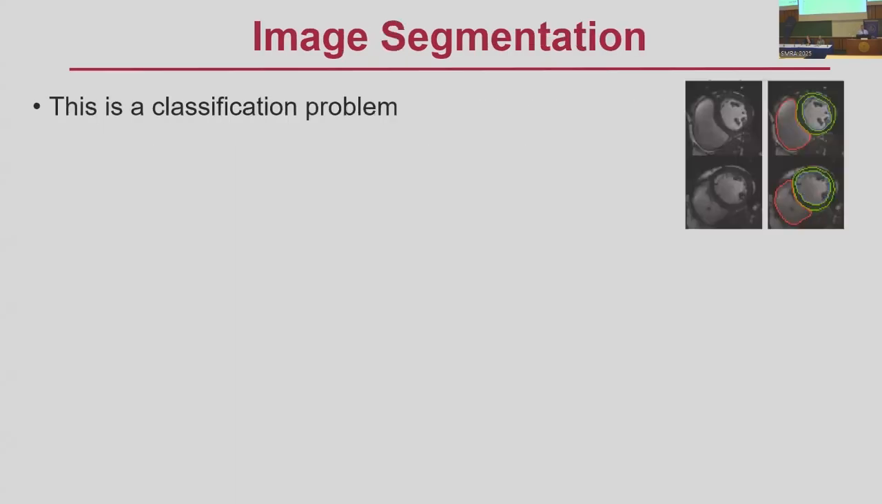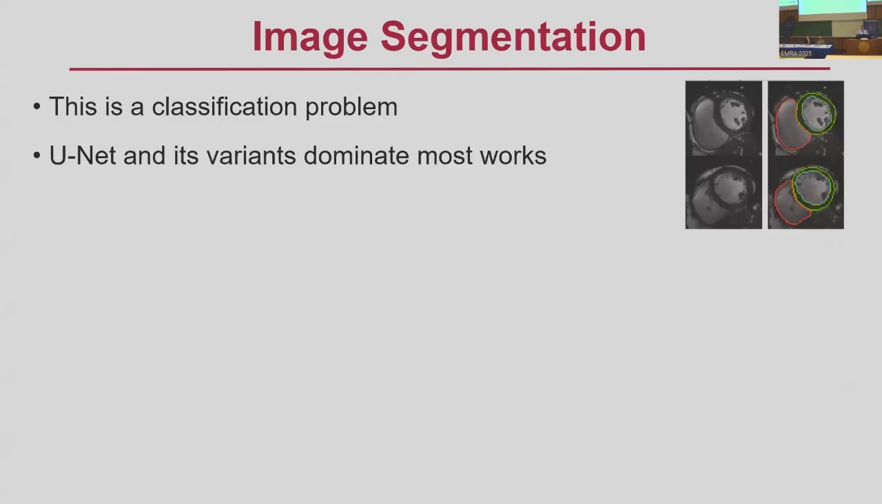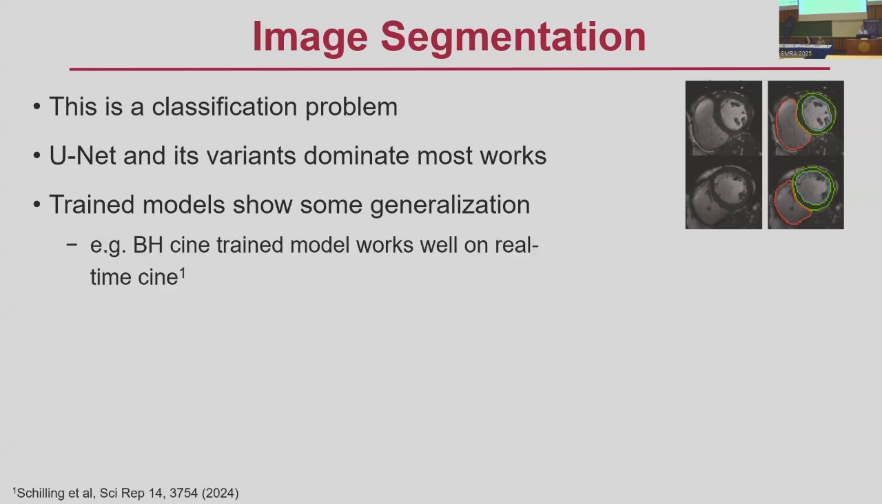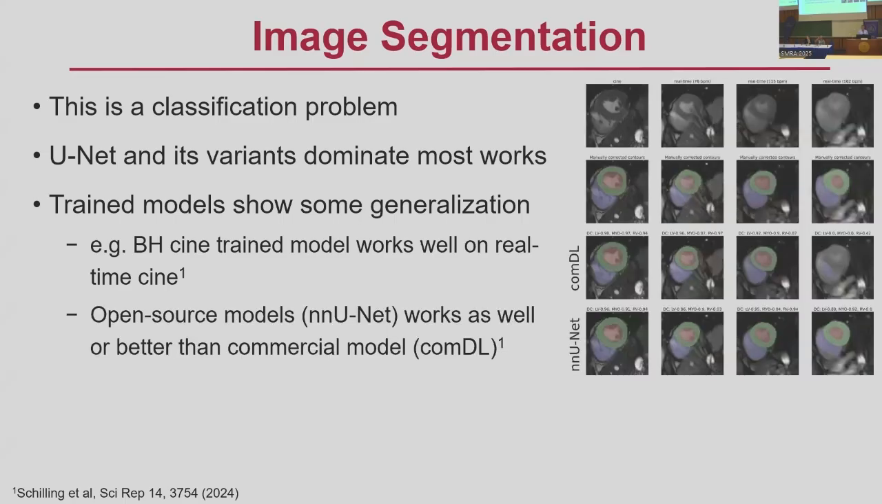Image segmentation is what we've seen a lot of times. This is a classification problem, and UNet and its variants dominate most of these works. There's an encoder arm and a decoder arm, and this is a specific architecture, and there are many variants of this. What people have shown is if you have a trained model, it will generalize. For instance, if you have a model trained on breath-hold cine, it's going to generalize relatively well to free breathing real-time cine. Another thing people showed is that open source models work just as well as the commercial models. This was also a recent study.